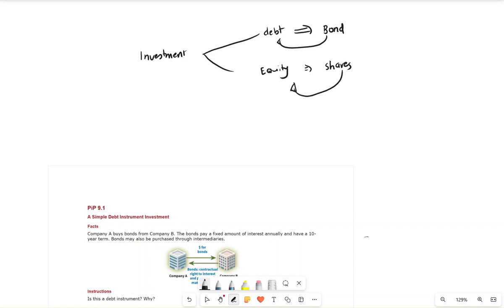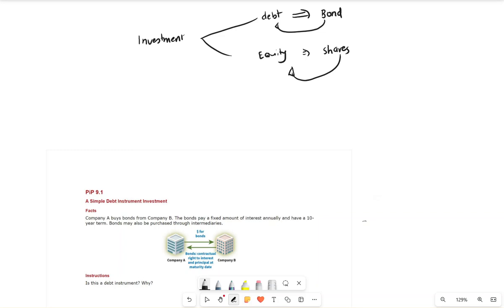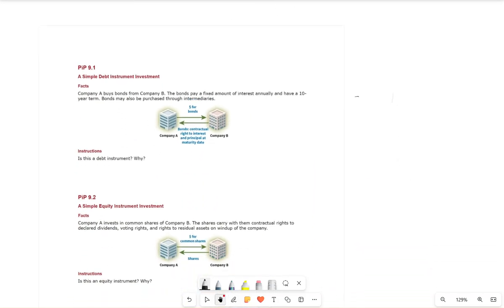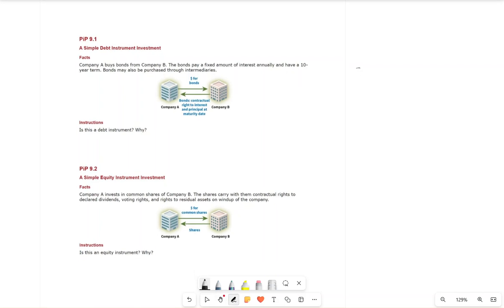That's the theory behind it, but now we're going to learn each of the investments. First, there's a company A and a company B. If company A buys bonds, so if it's a bond investment, what we call it is a debt instrument. So with bond investments, you're investing into bonds; you're giving somebody money.